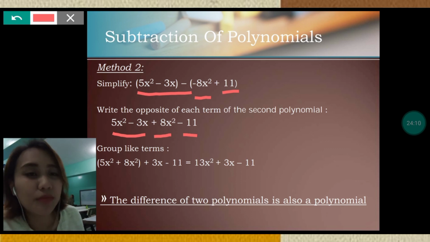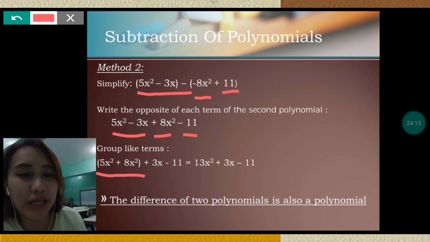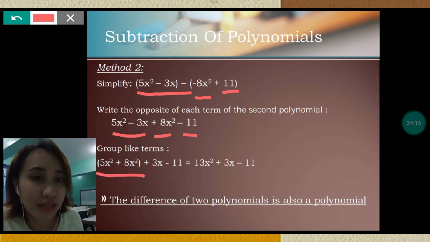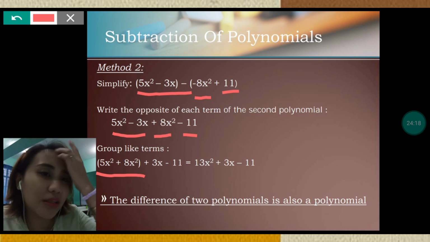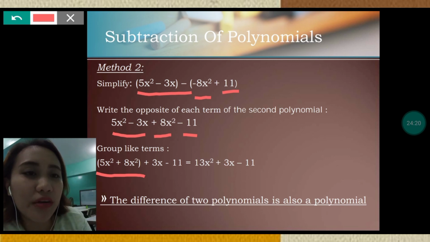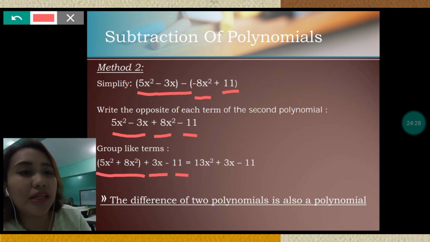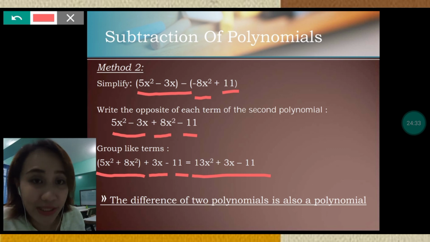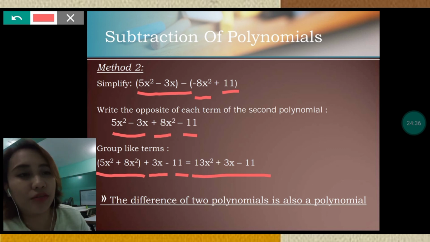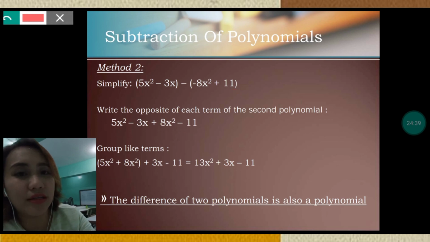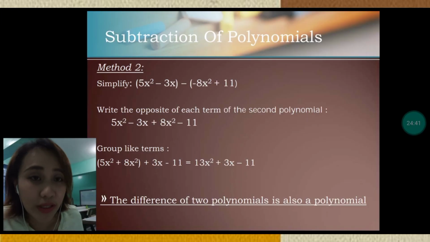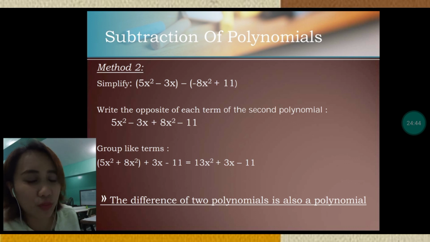Then grouping the terms, 5x squared and 8x squared, because they have the same variable and exponent. Then simply copy 3x and 11 because they do not have any similar terms. So adding 5x squared and 8x squared gives us 13x squared, and just retain or copy 3x minus 11. Same with addition, the difference of two polynomials is also a polynomial.